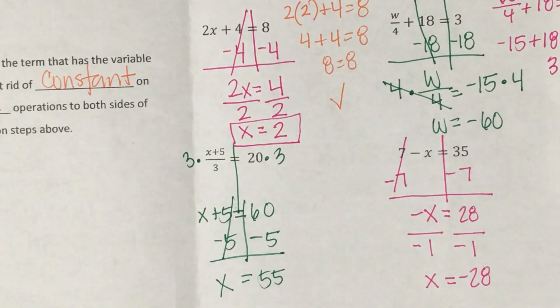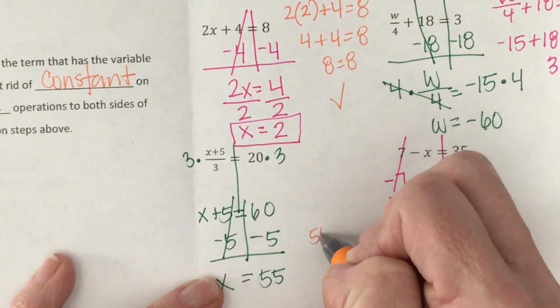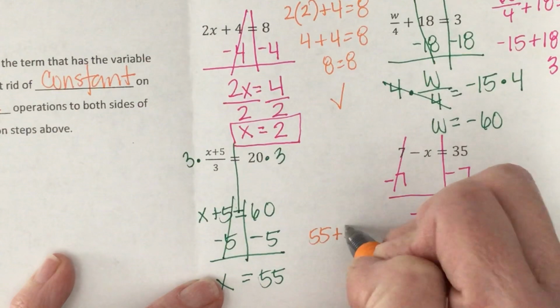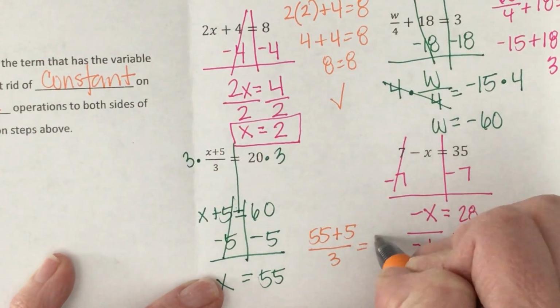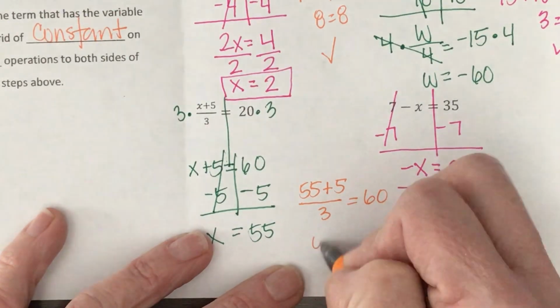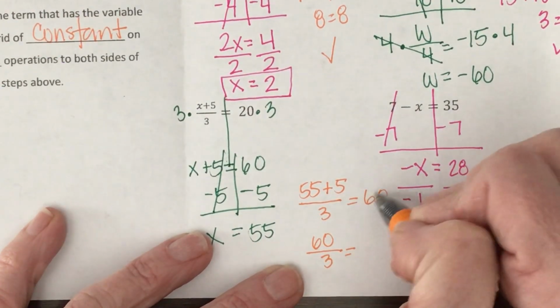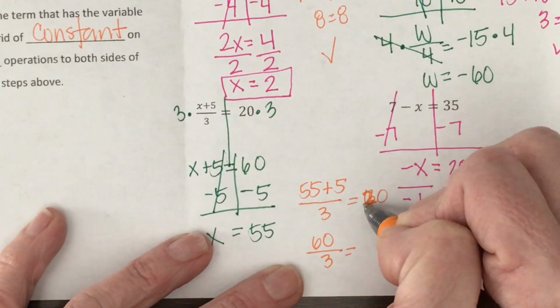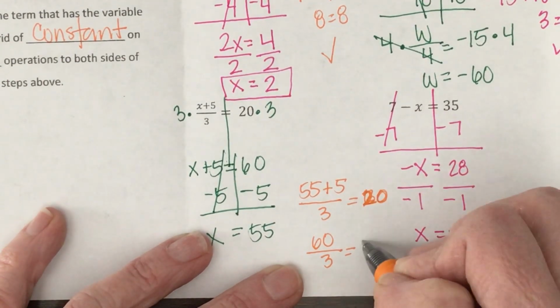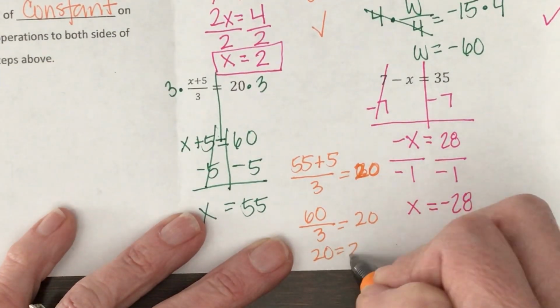And I'm going to go ahead and check my answer on this one, just because it looks new for us. So I'm going to substitute this 55 in for x. So I have 55 plus 5 divided by 3 equals 20. 55 plus 5 is 60. Divided by 3. Oh, it should be 20, I'm sorry. 20. So 60 divided by 3, 20? Yep. So 20 equals 20.